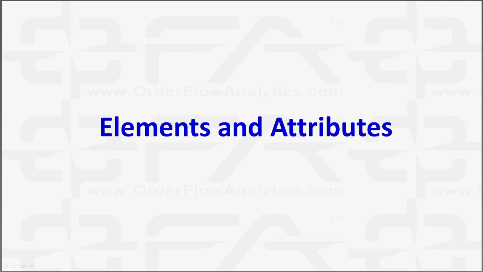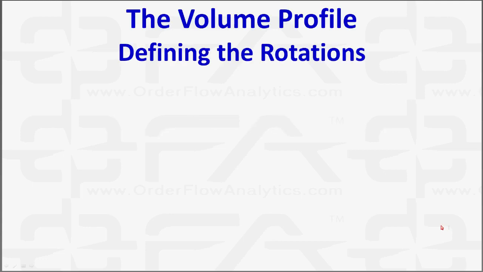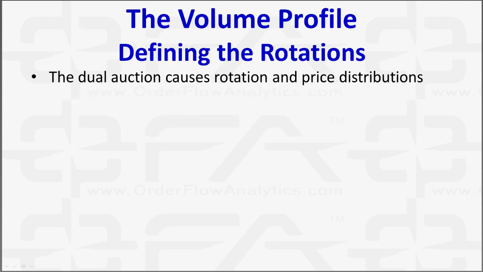We'll also see as a characteristic of that price distribution, a low volume area at the top, a low volume area at the bottom, and a high volume area in the middle. So different elements and attributes, as we start getting into examples here, it's going to become more apparent what those things mean. So defining the rotations, again, this is how we're getting into how the order flow and the auction starts to create the volume profile.